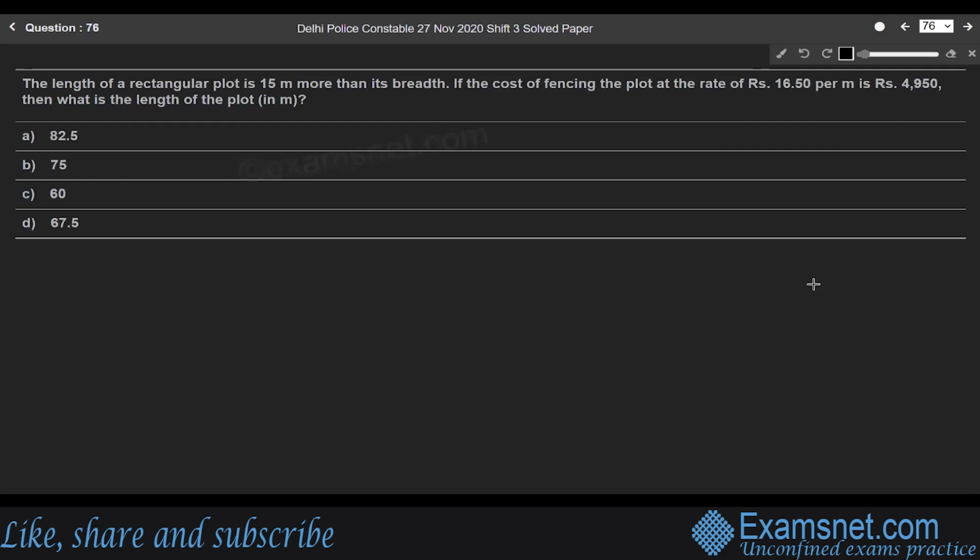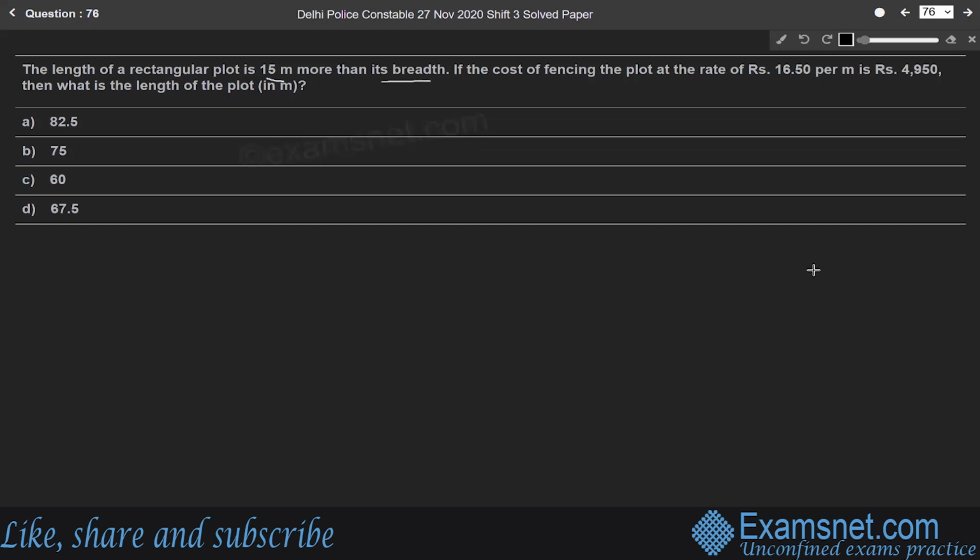Question 76. The length of a rectangular plot is 15 meter more than its breadth. If the cost of fencing the plot at the rate of 16.50 rupees per meter is 4,950, then what is the length of the plot in meter? So here given, the length of the rectangular plot is 15 meter more than its breadth. So length L is equal to B plus 15.